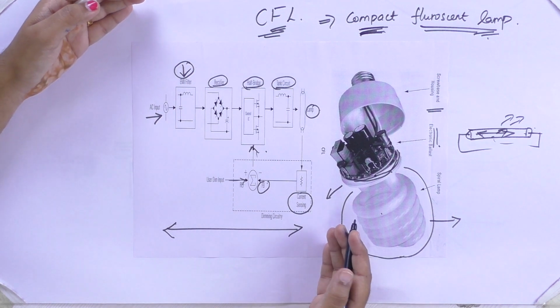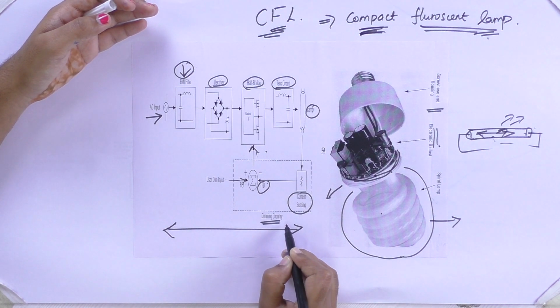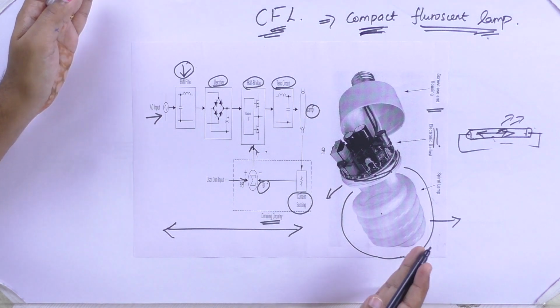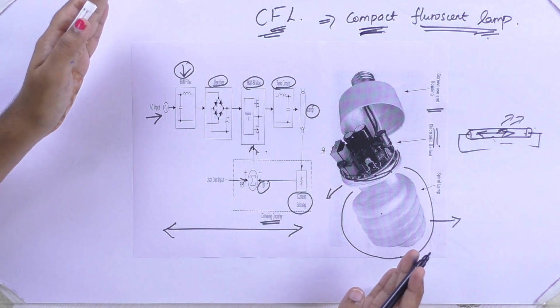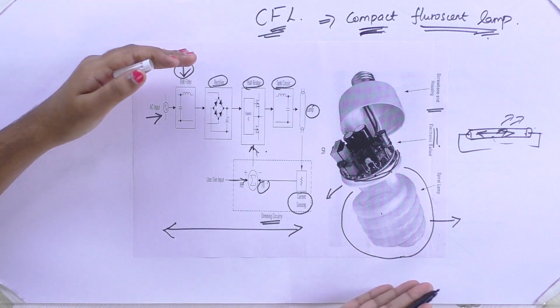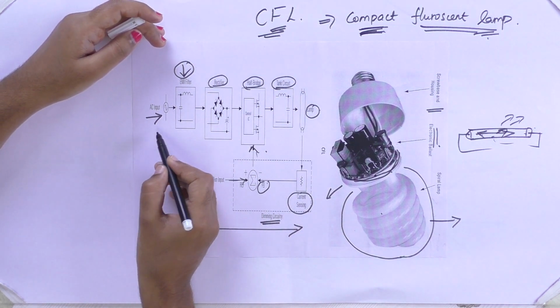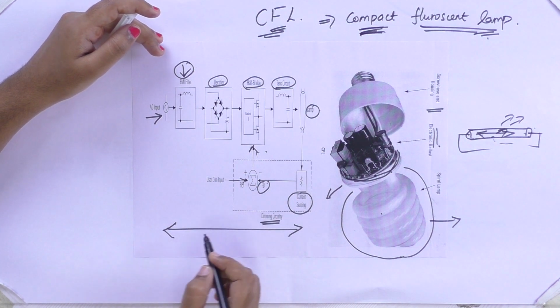To avoid that, we are providing a dimming circuit. If our application is good, then there should not be any drawback. So to avoid those drawbacks, we are adding an additional circuit. So we will see the working of this block diagram.